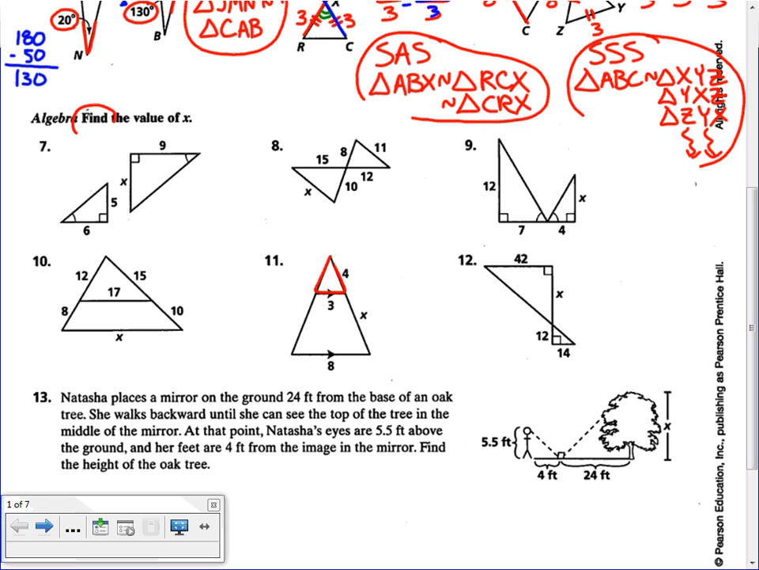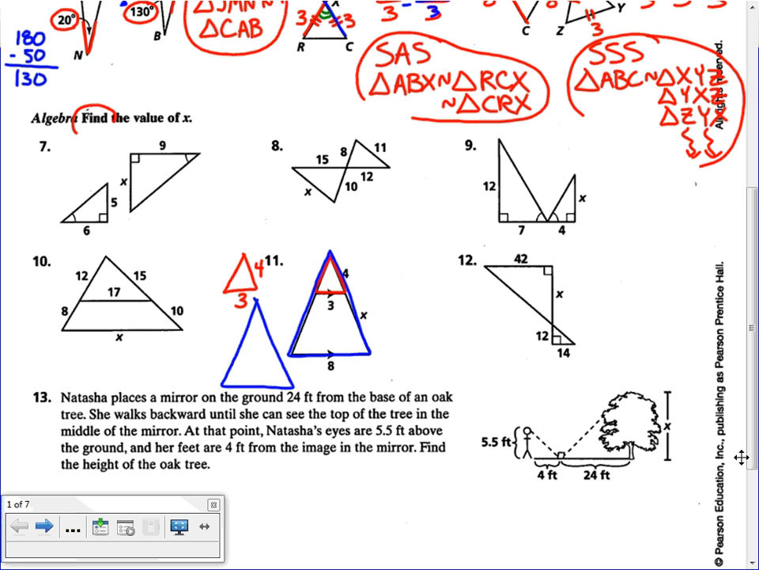So we're on number 11. Once again, we have a smaller triangle and a larger triangle, and I can separate those out. I think this time I'll put them on this side. So I have the smaller triangle with the 4 and the 3. And then I have the larger triangle. And let's see if we can figure out what goes on here.